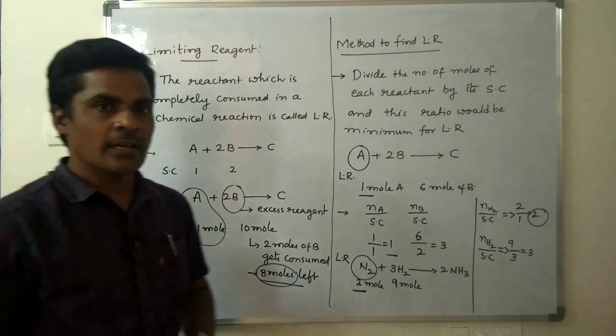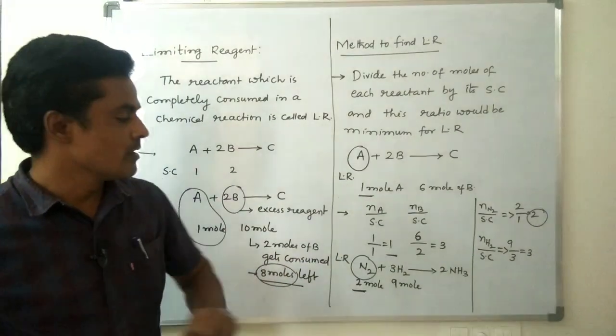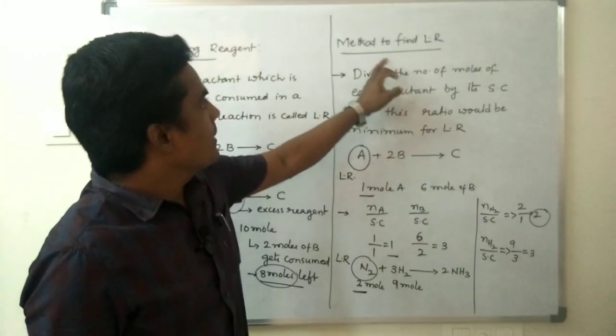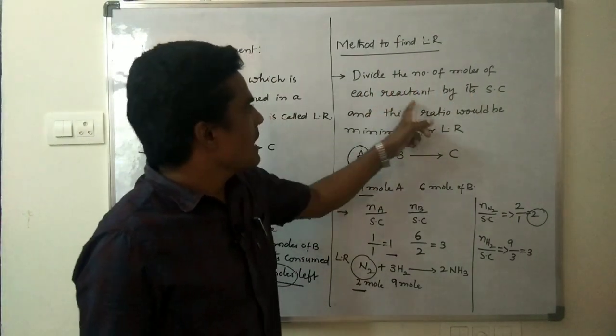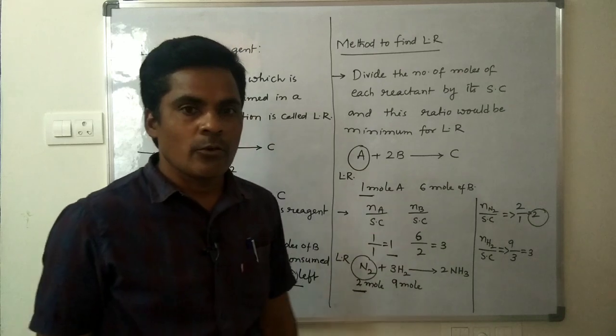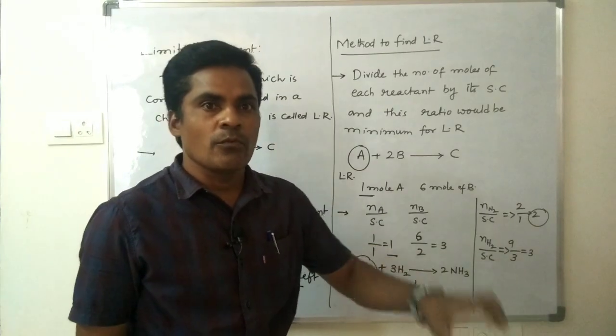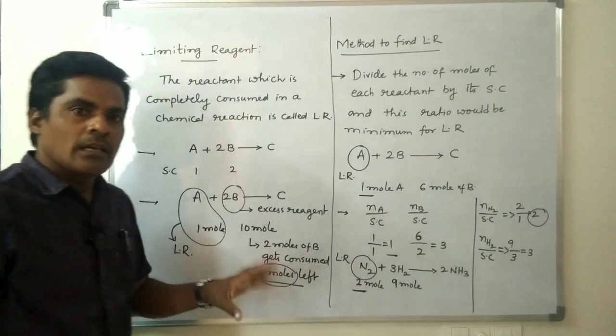Is it clear? I hope you understand. So how to find the limiting reagent? Divide the number of moles of each reactant by its stoichiometric coefficient. The minimum value would be the limiting reagent.